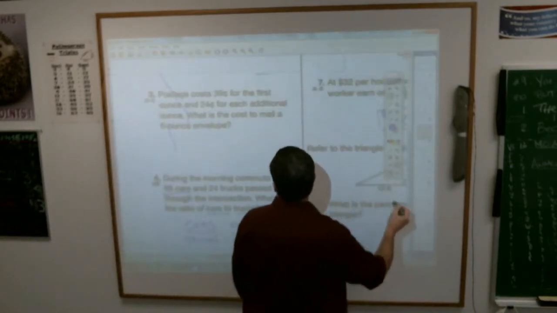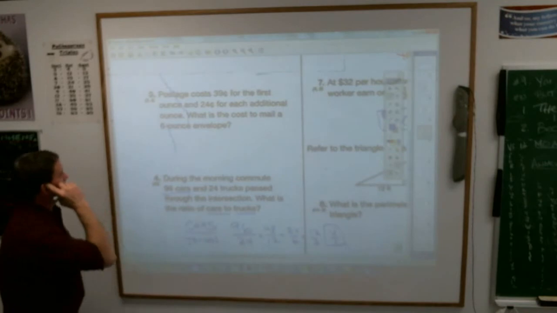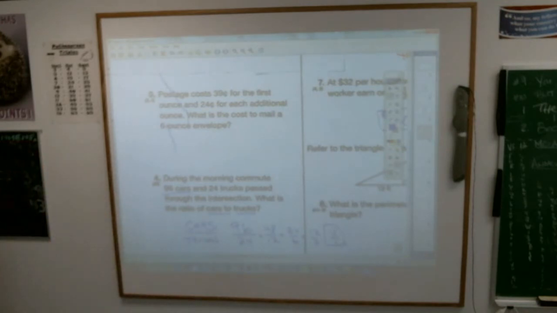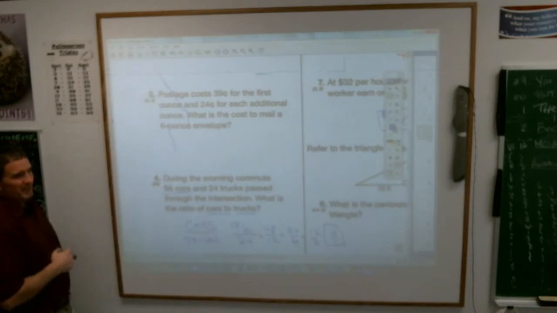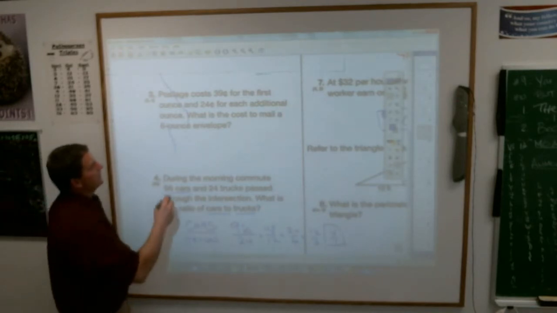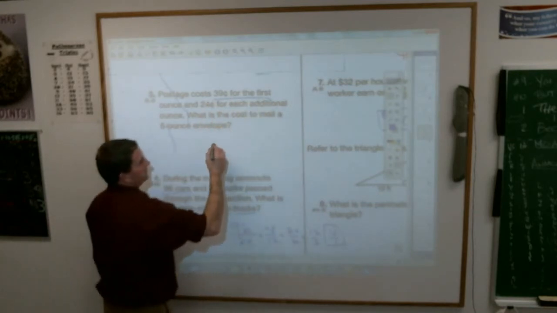Well, I am here. Postage costs 39 cents for the first ounce, 24 cents for each additional ounce. What is the cost of a 6-ounce envelope? So basically, there's no easy way to do this. You kind of have to think about this. The first ounce costs 39 cents.